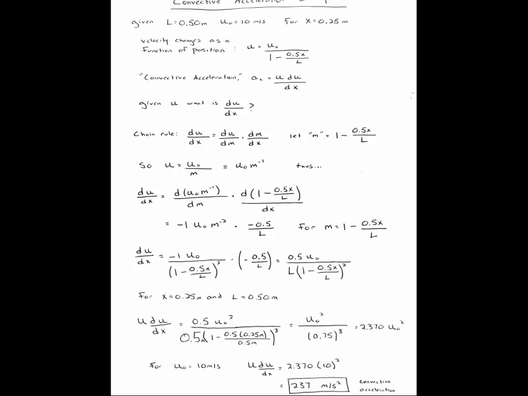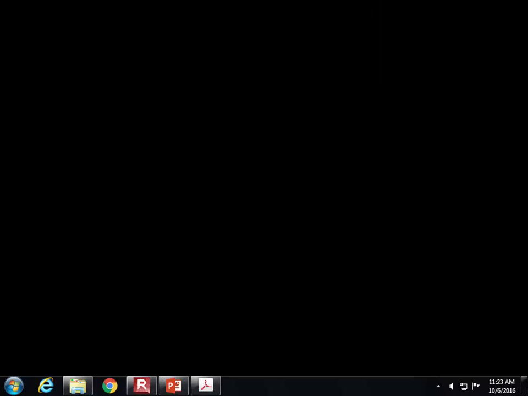It's not always as complicated as that, because sometimes du/dx is given directly at a location of interest. Oftentimes in problems, du/dx is called the velocity gradient. Sometimes the velocity gradient is just specified at a certain location, and then what you'd need to do to find the convective acceleration would be just to multiply the velocity gradient by the velocity at a certain spot. But in this case, we had to go to a little bit more length to find the velocity gradient.